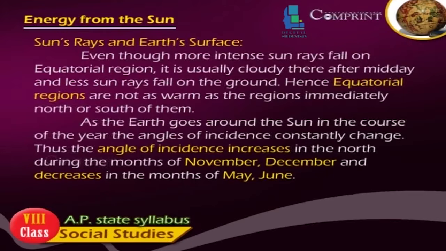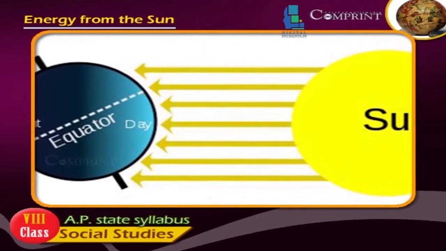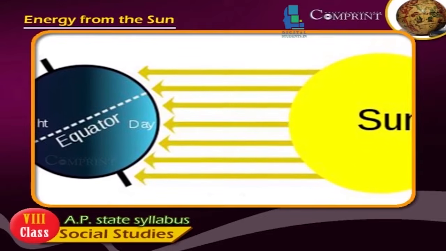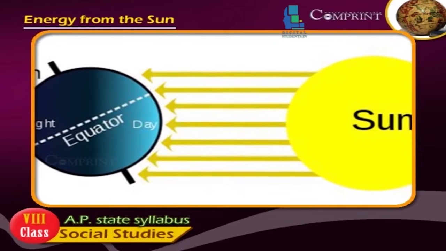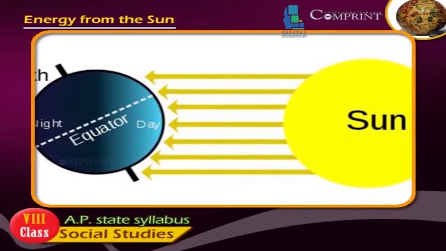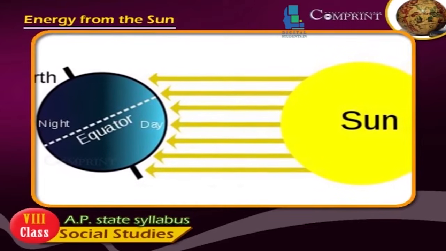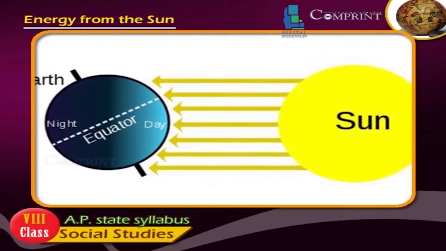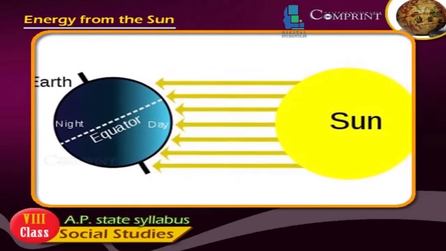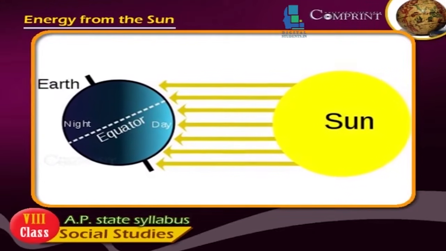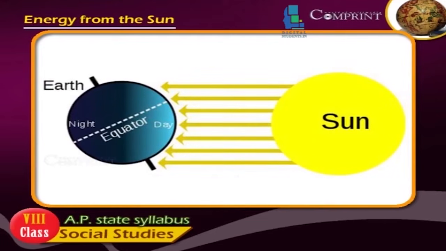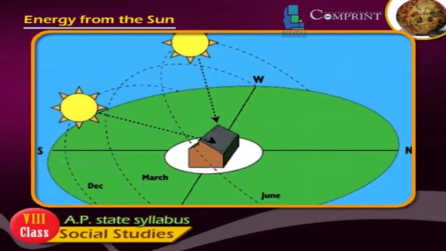Even though more intense sun rays fall on the equatorial region, it is usually cloudy there after midday and fewer sun rays fall on the ground. Hence, equatorial regions are not as warm as the regions immediately north or south of them. As the earth goes around the sun in the course of the year, the angle of incidence constantly changes. Thus, the angle of incidence increases in the north during the months of November and December, and decreases in the months of May and June.